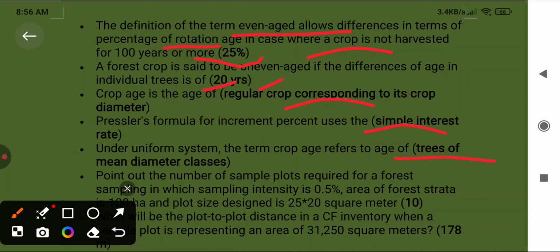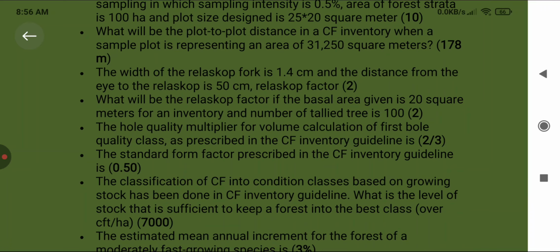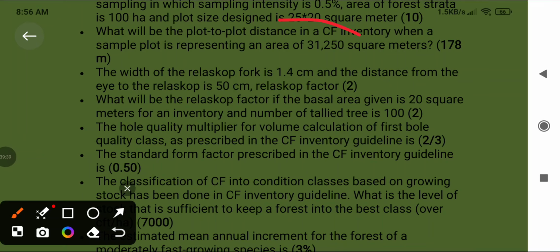Point out the number of sample plots required for a forest sampling in which sampling intensity is 0.5%. Area of forest strata is 100 hectare and plot size design is 20 into 15 square meter. What will be the plot to plot distance in community forestry where the sample plot is representing an area 31,250 square meter? It is 178 meter.